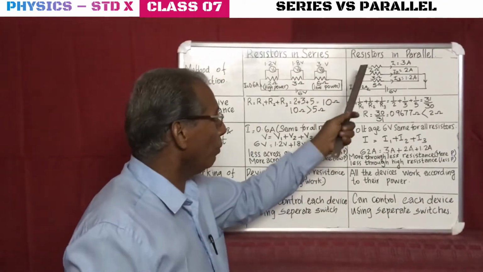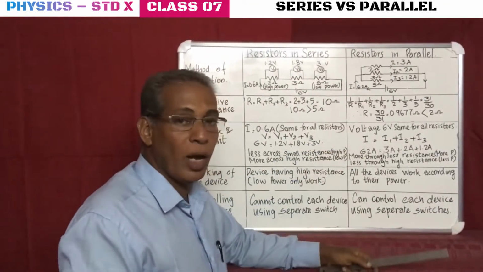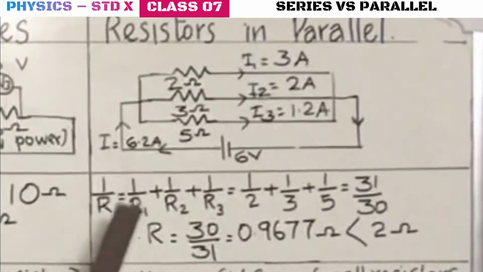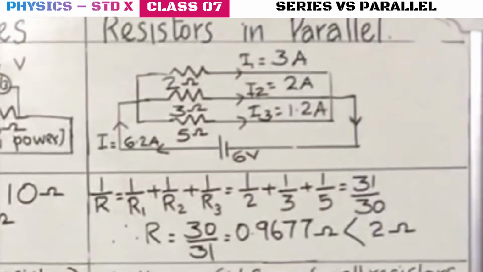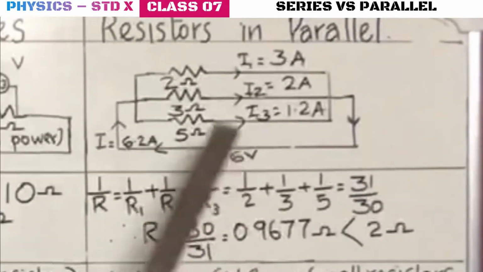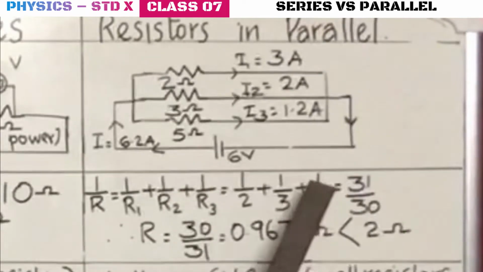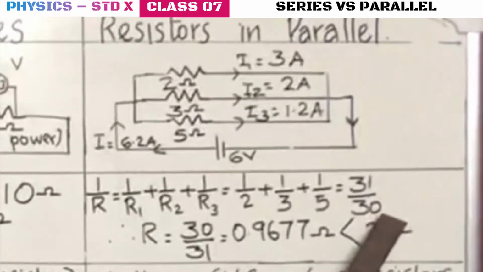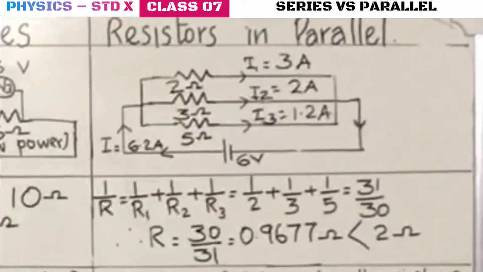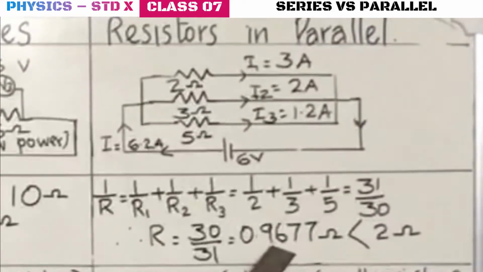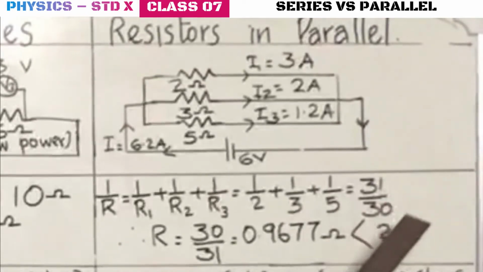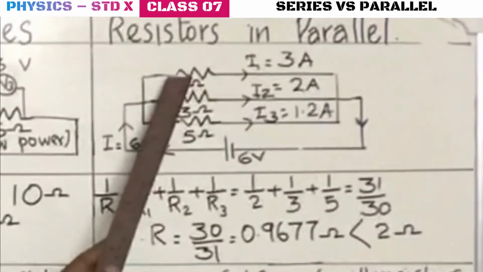In parallel, we have to calculate the effective resistance from an equation. 1 by R is the sum of the reciprocals of the individual resistors. 1 by R is equal to 1 by R1 plus 1 by R2 plus 1 by R3, which is equal to 1 by 2 plus 1 by 3 plus 1 by 5, that is 31 by 30. So R can be written as the reciprocal of 31 by 30, which is 30 by 31. The value is 0.9677 ohms, that is less than the smallest resistor, 2 ohms.